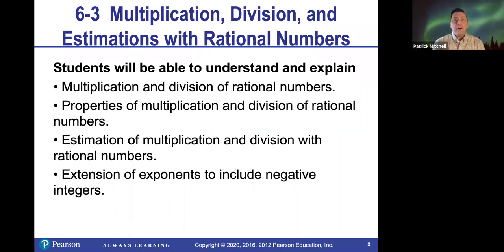Today, we're going to talk about Section 6.3, multiplication, division, and estimations with rational numbers. We will talk about multiplication and division of rational numbers, properties of multiplication and division of rational numbers, estimation of multiplication and division with rational numbers, and then finally, extension of exponents to include negative integers.